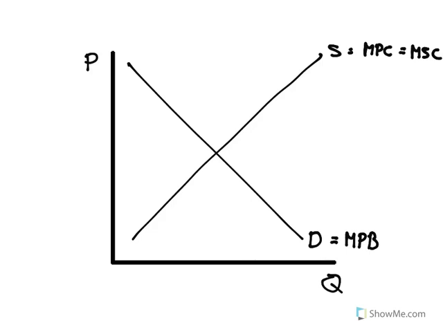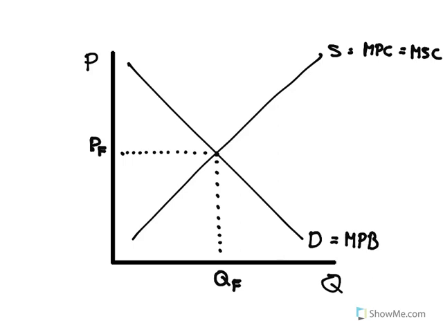Where MPB and MPC intersect, that is always going to be the free market level of output. And then, of course, over here we could have the price. We'll go ahead and say that's PF. The price side of things doesn't really matter here for our purposes in this video.